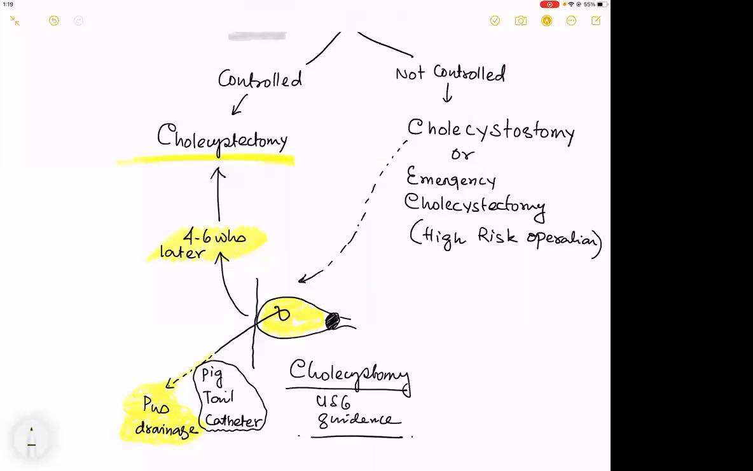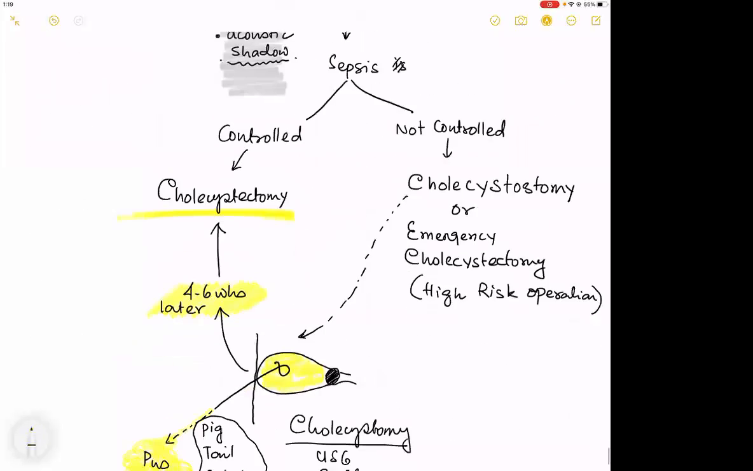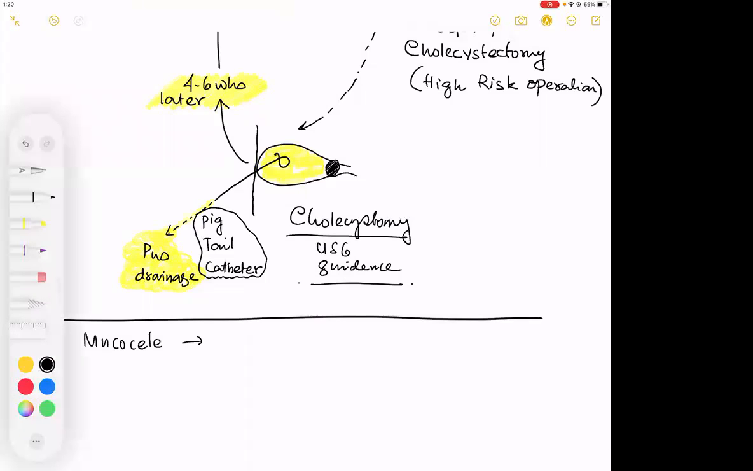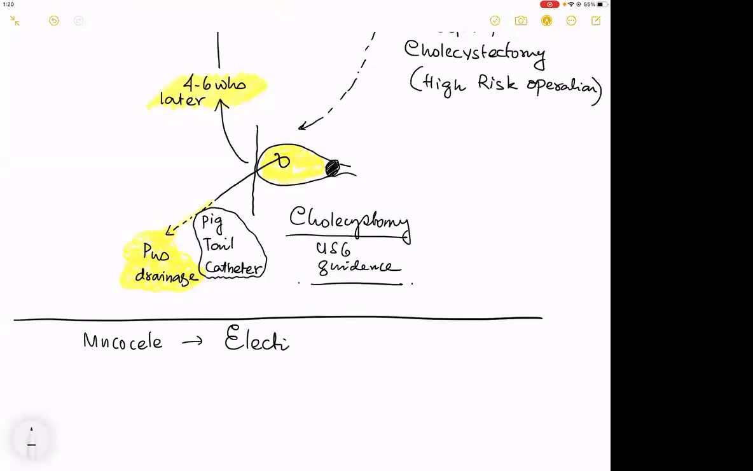Completed? So this talks about empyema. Mucocele, nothing that great to talk about, except that mucocele needs a cholecystectomy, or I should say the word elective cholecystectomy. Elective cholecystectomy. And what you are required to remember is the questions in this aspect are same as in the gallbladder stone chapter.